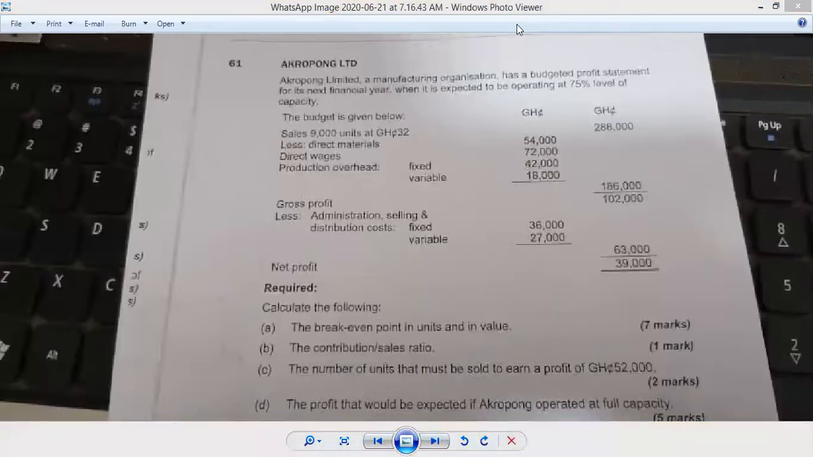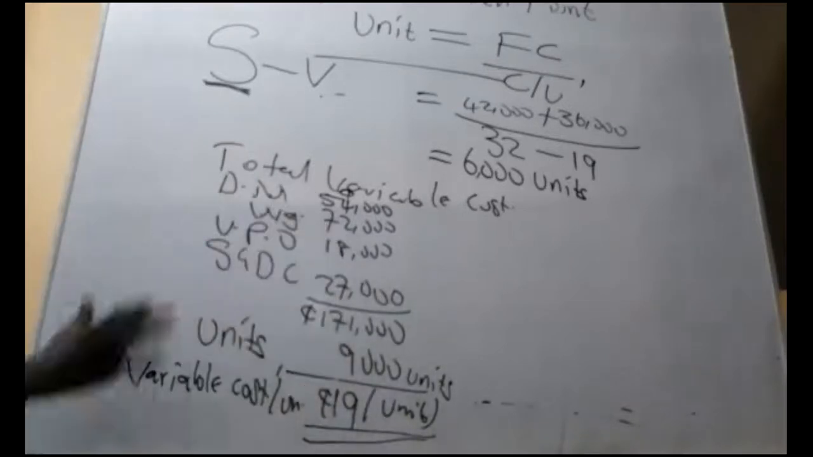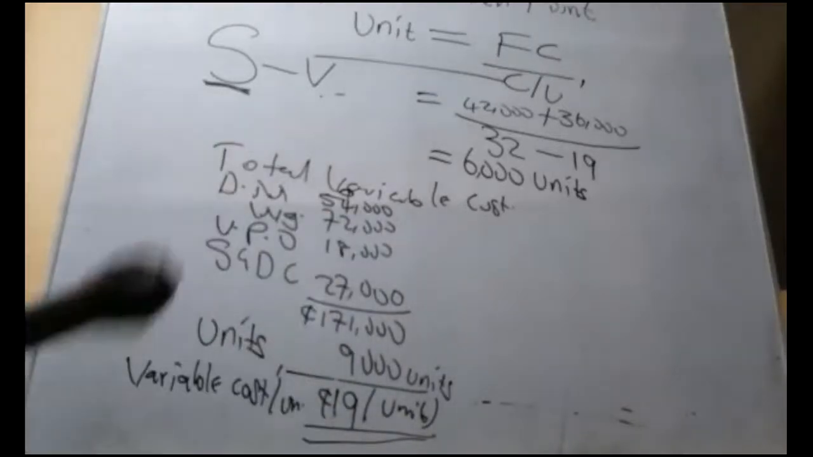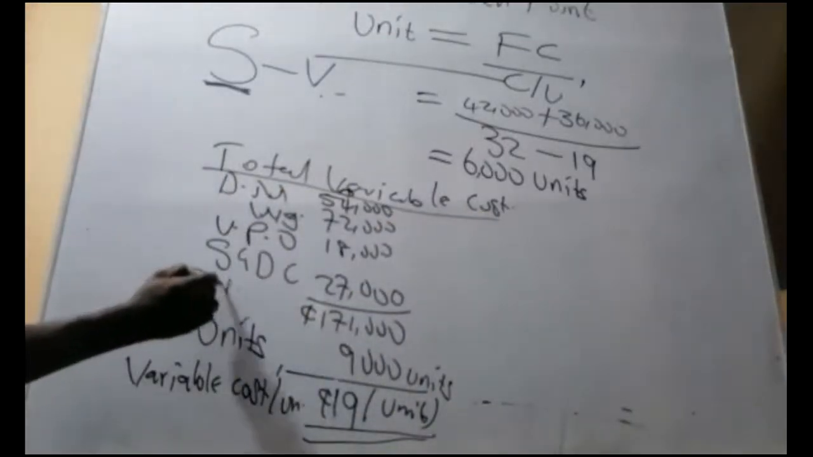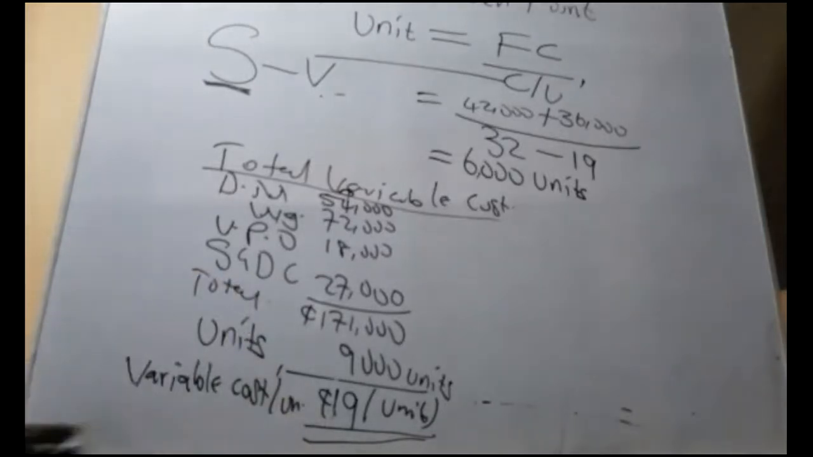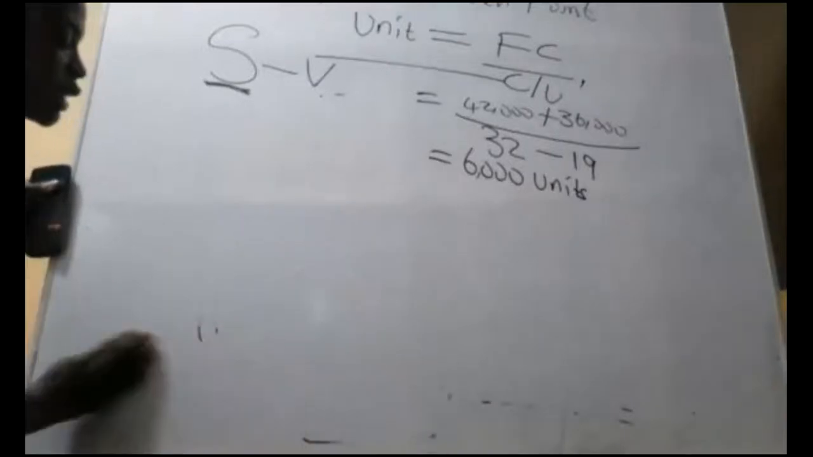So what's the break-even sales value? I'm about to clean this session, so kindly copy it before I take it off. How to get the total variable cost: this is the total variable cost. We divide it by the units and then we get the variable cost per unit. So that is it. So 6,000 units.